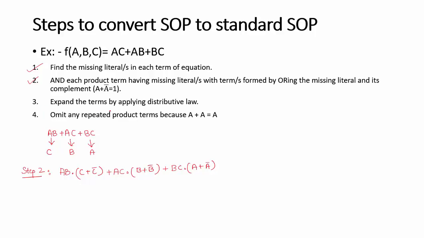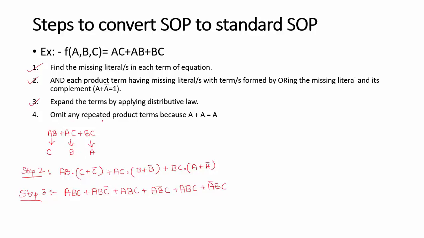Step 3 is to expand the terms by applying the distributive law. So I have to multiply each term that is outside the bracket with each of the terms that is inside the bracket. So this will be ABC + ABC bar, and this will be ABC + AB bar C. This will be ABC + A bar BC. So step 3 is done.